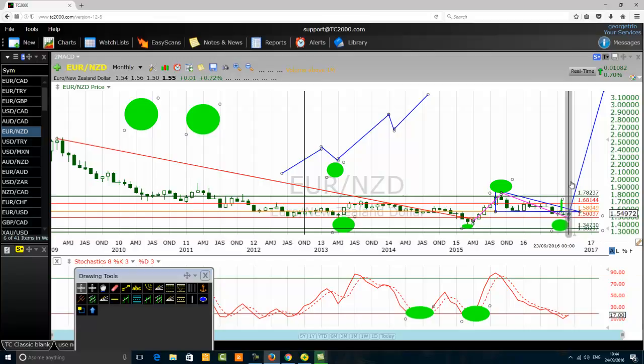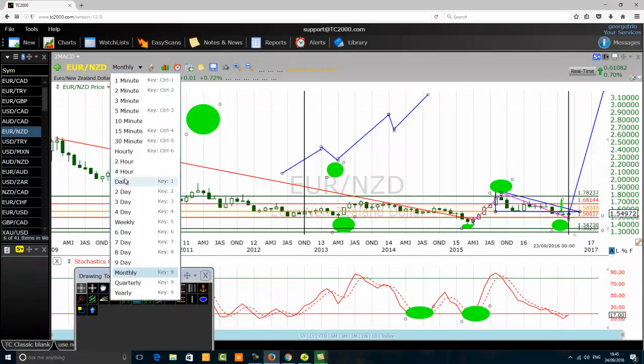But the point I want to make to you, after you count the first and the second wave, and you are about to catch the third Elliott wave, it is compulsory that you implement a top-down trading method. Because we are on a monthly chart of the Euro New Zealand dollar, the monthly chart will be for our trading setup. The daily chart will be for our signal.